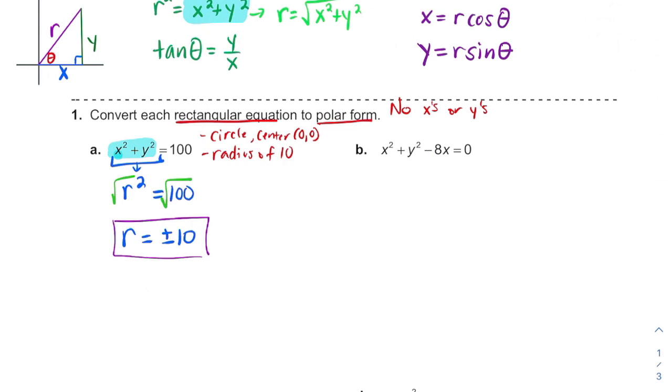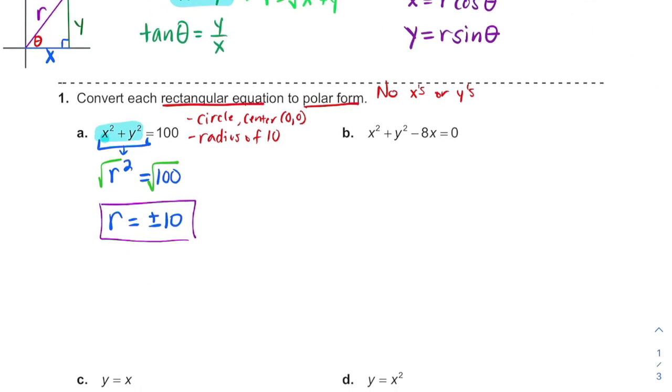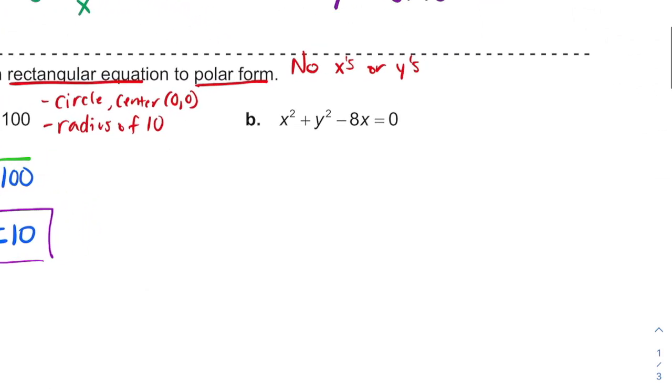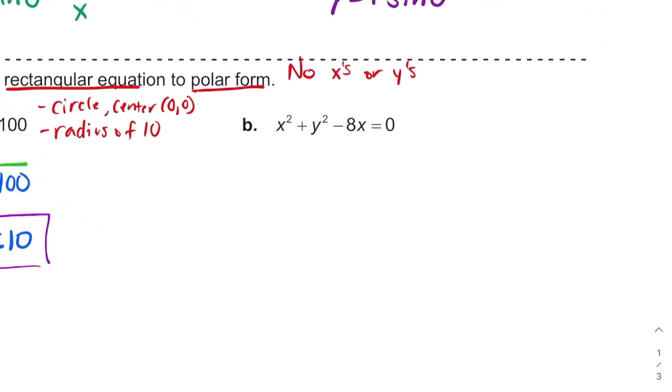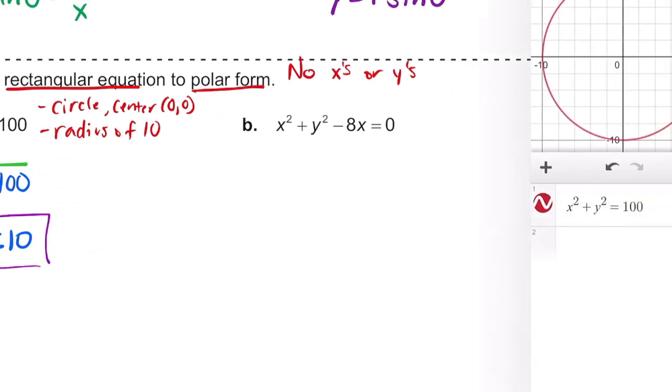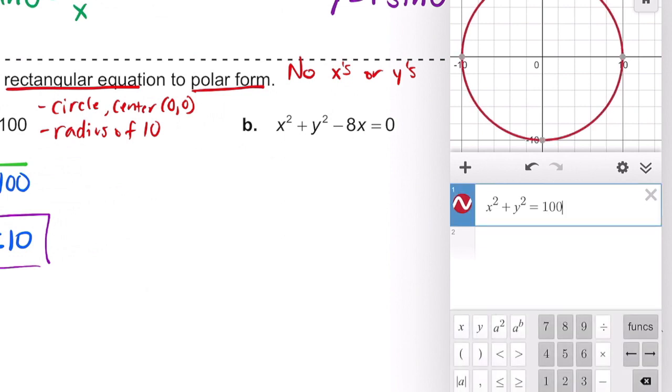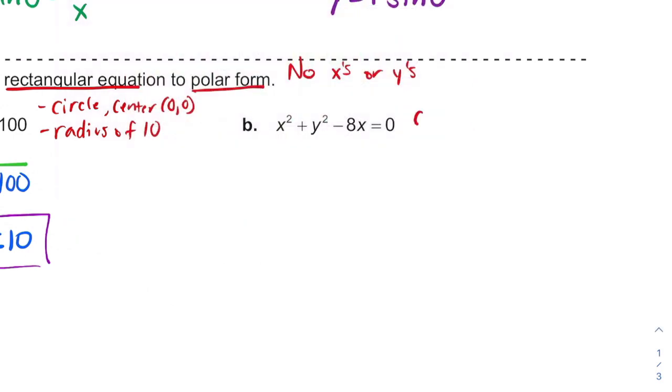X squared plus y squared minus 8x is equal to 0. So here, this is just based on looking at the equation. Again, I have x squared and y squared. Those are both positive. There's no numbers in front. This is going to be another circle, but let's see how this changes. I'm going to make this equal to 0, and then add this minus 8x. And that gives us a circle, but the circle is shifted horizontally. So this is a circle that is translated horizontally.